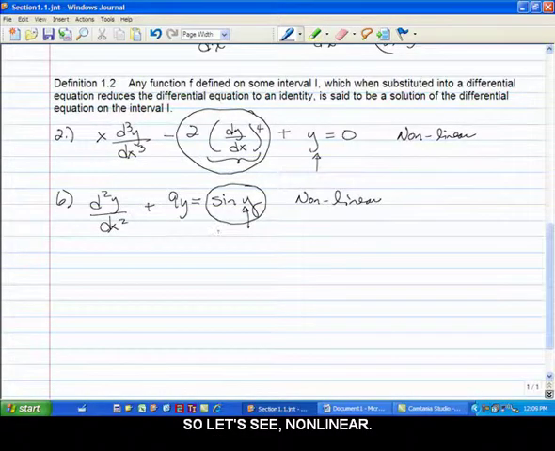So let's see, nonlinear. Let's look at 8.